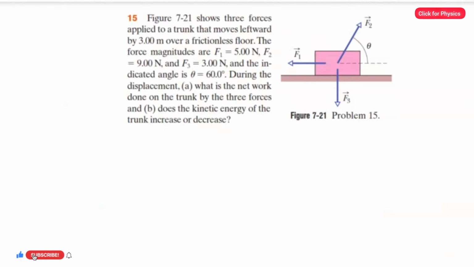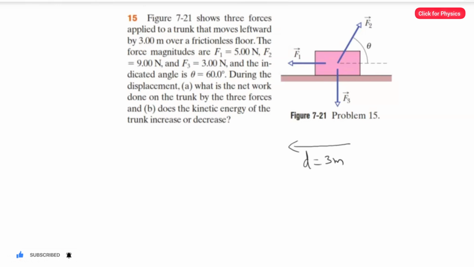So here we have to see the given diagram, given figure. So here we have a block of trunk, and on this trunk we applied three forces, F1, F2 and F3. And when you apply these three forces, what happened to this trunk? The trunk moves leftward direction. That means in this direction the trunk is moving. By that it has a displacement of 3 meters. So that means the D value here they mentioned as 3 meters.